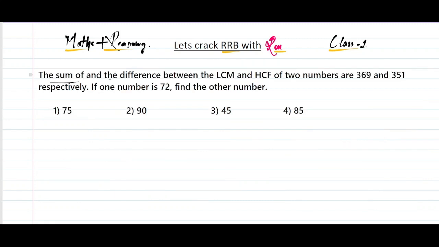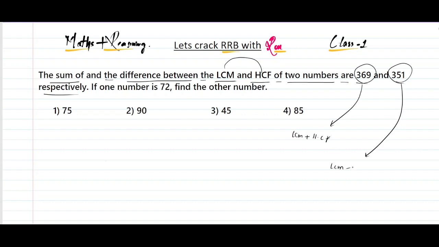See this: the sum of and the difference between the LCM and HCF of two numbers are 369 and 351 respectively. Understand this line first. It means this 369 is LCM plus HCF and this 351 is LCM minus HCF. I thought some people might not understand the meaning of this sentence. If you understand this, it's very well and good.